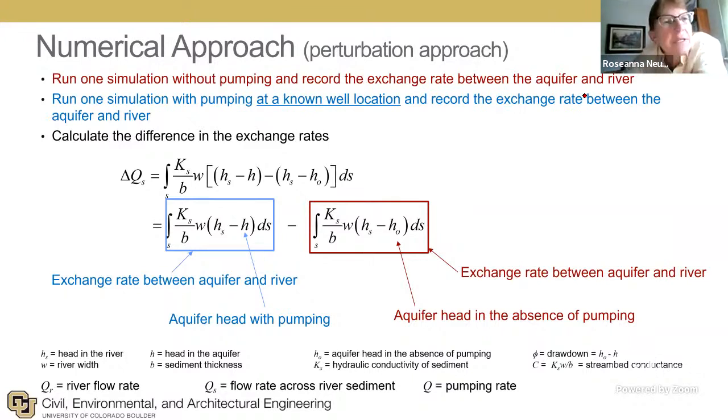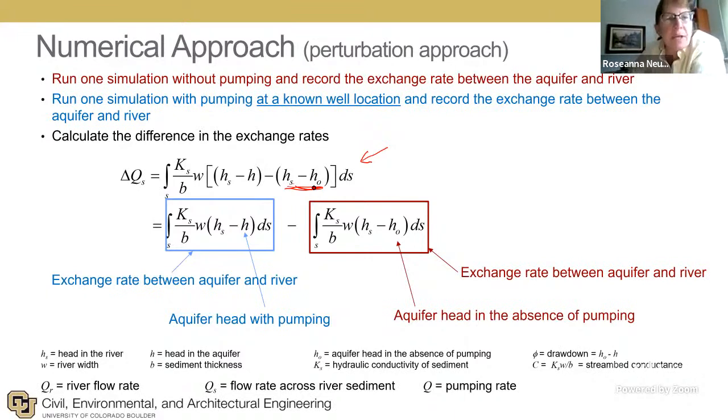And I've listed here the steps to do it numerically. You would create a numerical model of your aquifer and river system, and then run one simulation without pumping and record the exchange of water between the aquifer and the river. This is the equation we looked at a couple slides ago, and this part is what we would do with that first simulation. This is the head without pumping. So we would look at the exchange across the riverbed when we don't have any pumping.